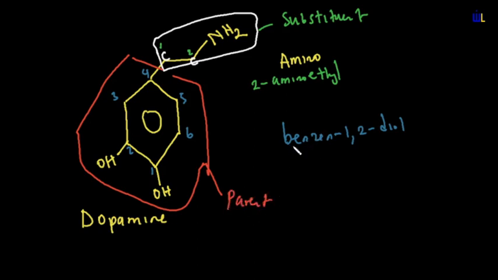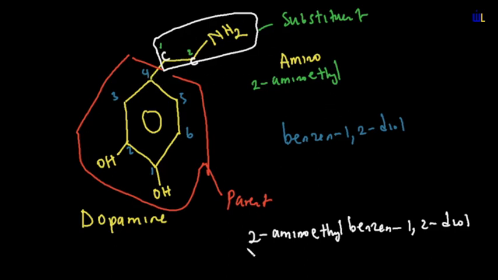So we've named the parent chain as benzene 1,2-diol, and we were able to come up with the name of the substituent as 2-amino ethyl. Now what we need to do is to put them together. Now putting them together, the name of this compound is 2-amino ethyl benzene 1,2-diol. Now however, it's important to note the position of the 2-amino ethyl. It is on carbon number 4, so we need to put all of them in a bracket because the 2-amino ethyl is attached to carbon number 4. So that's why we have this as the basic name.